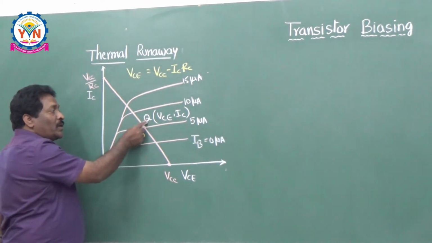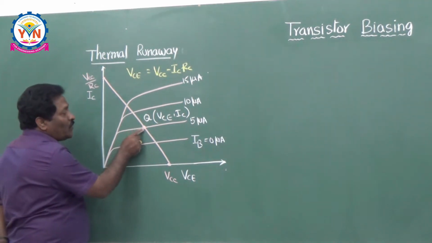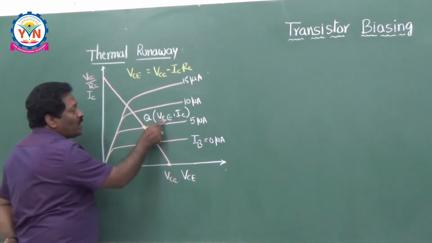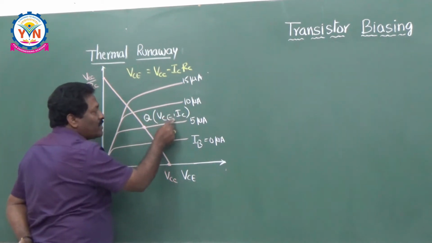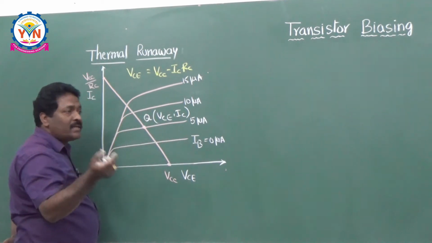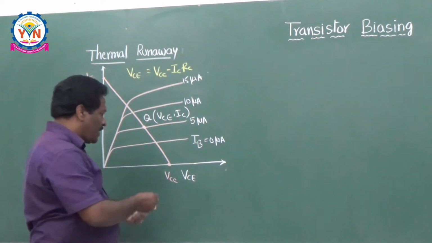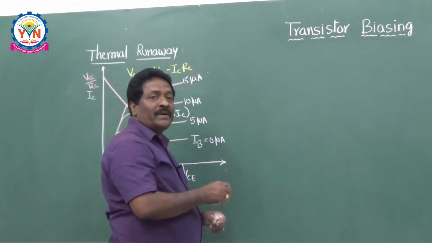But the operating point Q always changes, because the operating point Q, having the coordinates VCE and IC, is not constant. IC is a function of temperature. If temperature changes, IC changes. If IC changes, operating point Q also changes. I can explain that using the mathematical equations.